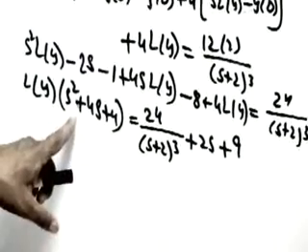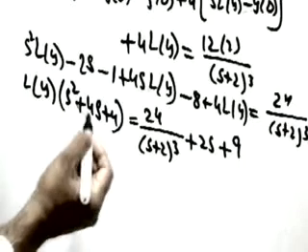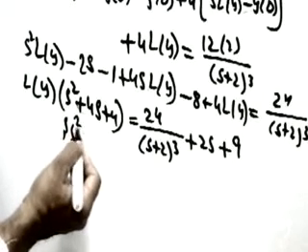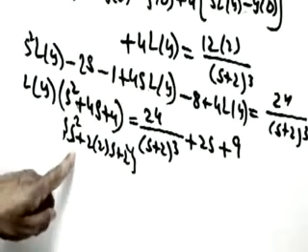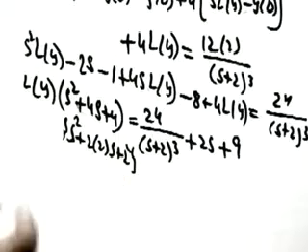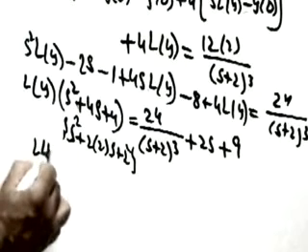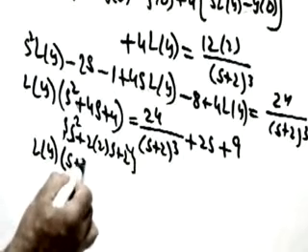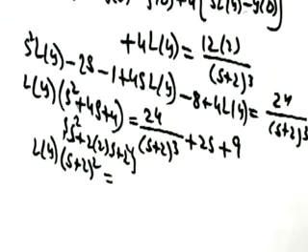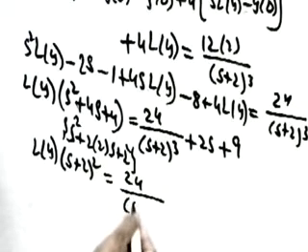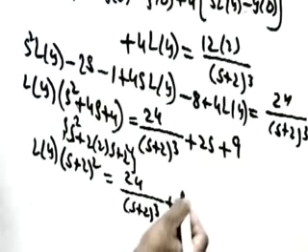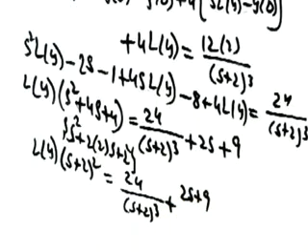Now see the next step. Watch carefully. We can write s square plus 4s plus 4 like a square plus 2ab plus b square: s square plus 2 into 2 into s plus 2 square. This will be a plus b whole square. So we can write Laplace of y into s plus 2 whole square equals 24 divided by s plus 2 whole cube plus 2s plus 9. Now let me bring this s plus 2 whole square to the other side, it will be divided.